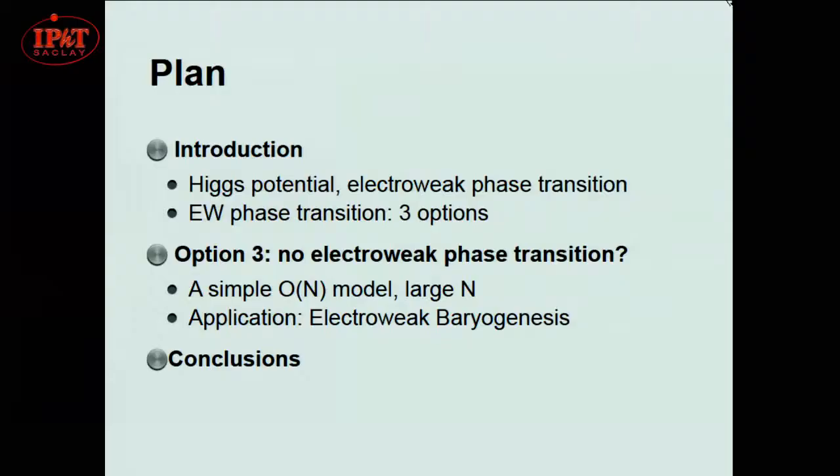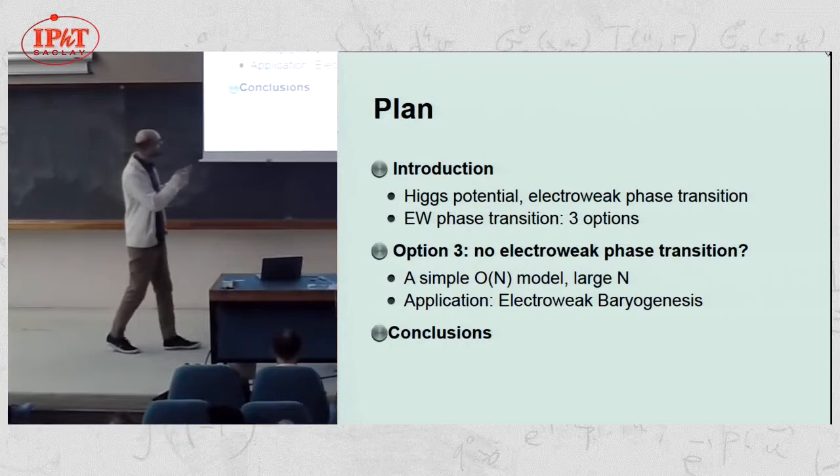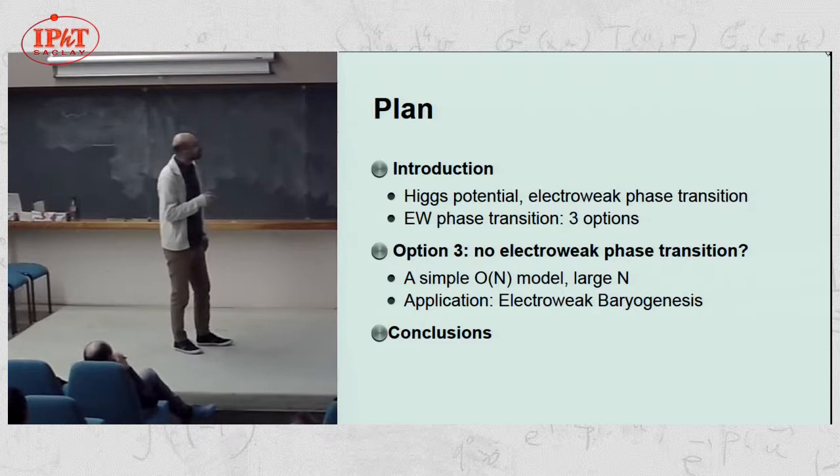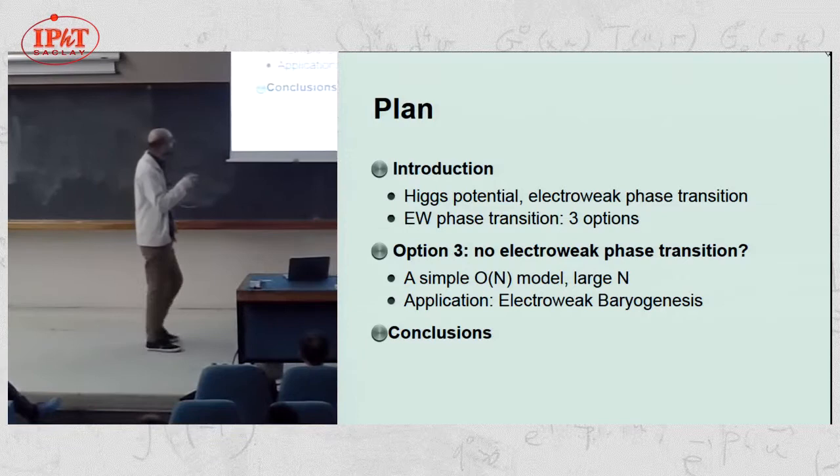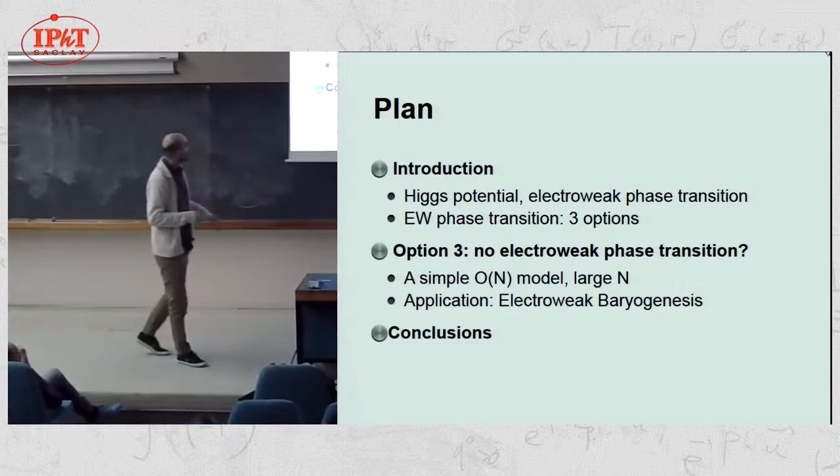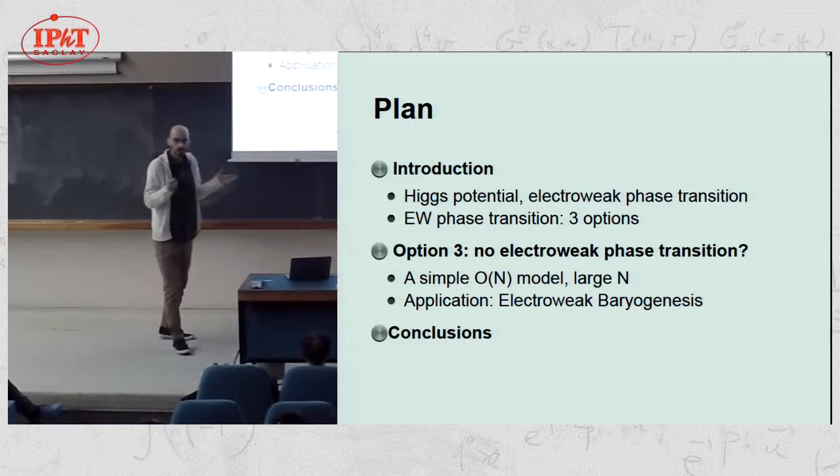The plan is the following. I will give you just a brief introduction. We're changing subject here. This is particle physics, colliders and stuff like that. Since we have people in the audience who might not be so familiar with these questions, I will talk a little bit about the Higgs potential, some of the questions related to that. For example, the electroweak phase transition, why do we care about that? And then I will tell you that there are essentially three types of electroweak phase transitions, three possibilities. I see only three. If you see more, please let me know.